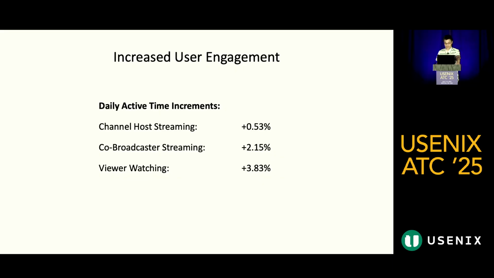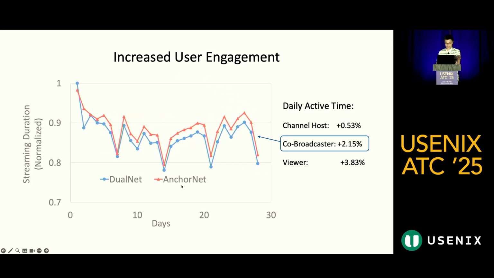Such a smoother experience when switching between streaming modes naturally increases our user satisfaction. And that is reflected by increased engagement from all roles of our users. For example, this is a trend of streaming duration of collaborative broadcasters in collaborative streaming mode during the test. AnchorNet consistently outperformed DualNet with an average performance gain of 2%. And the viewer watching duration is also increased by nearly 4%. That validates the effectiveness of AnchorNet in practice.